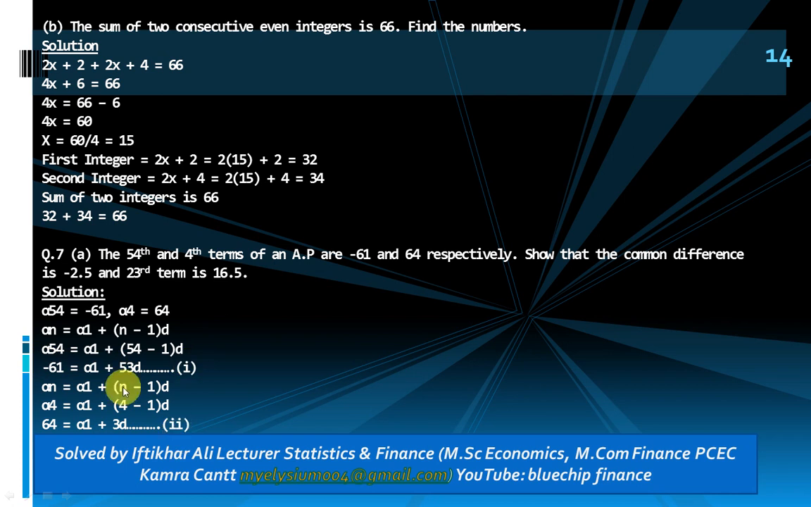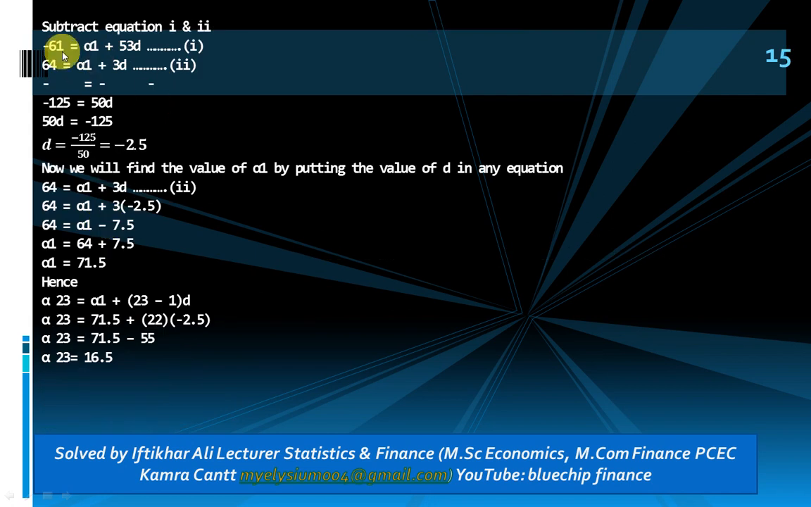Now we will apply this equation once more for the 4th term. So alpha 4 equals alpha 1 plus 4 minus 1 d, and the 4th term is 64, equals alpha 1 plus 3d, and that is the second equation. Now solve them simultaneously, change the sign, and alpha 1 will be cancelled with minus alpha 1. The remaining is minus 61 minus 64, which equals minus 125, and 53d minus 3d becomes 50d, and finally d will be equal to minus 2.5.